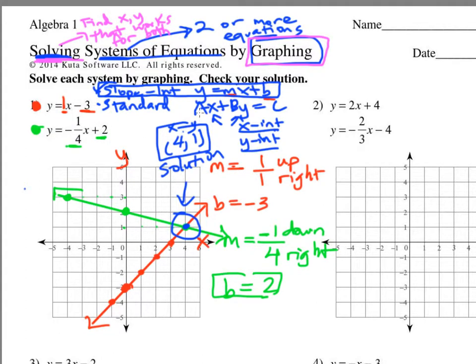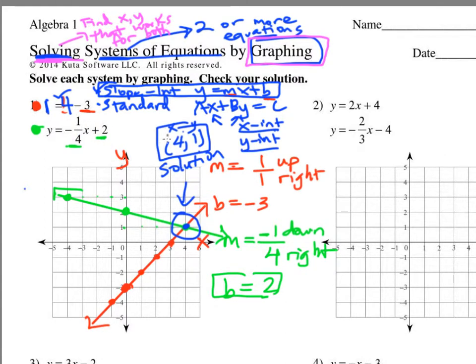So if we do that, let's check. If x is 4 and y is 1, I'm going to erase this and put a 4 instead. And this is a 1. Does that make sense for the top one? Does 1 equal 4 minus 3? 4 minus 3 is 1, so yes, it works for this top one.